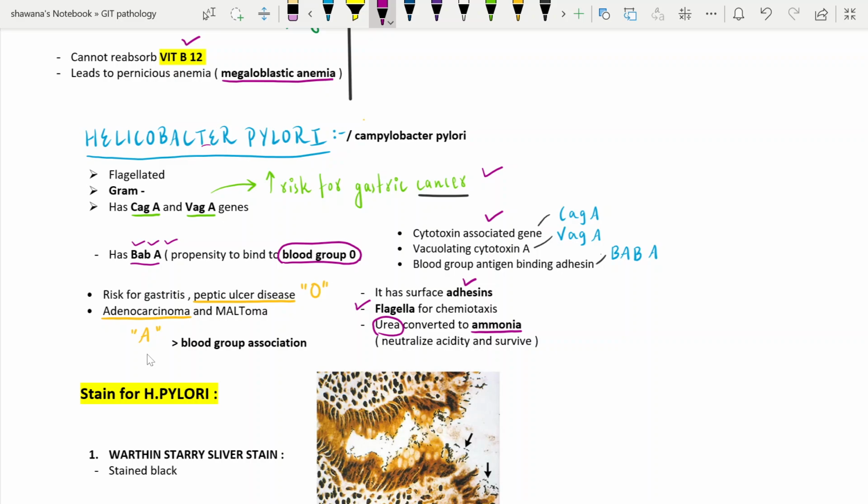When a person is affected by H. pylori, the most common disease the patient would suffer is gastritis. Peptic ulcer disease can also occur, and adenocarcinoma and MALToma, we will discuss in later lectures, are also effects of H. pylori. But peptic ulcer disease can occur in patients who have blood group O, and adenocarcinoma can occur more frequently in patients who have blood group A. So this H. pylori has some sort of blood group association.